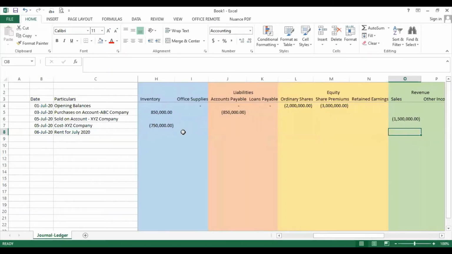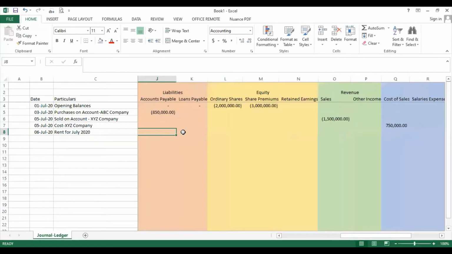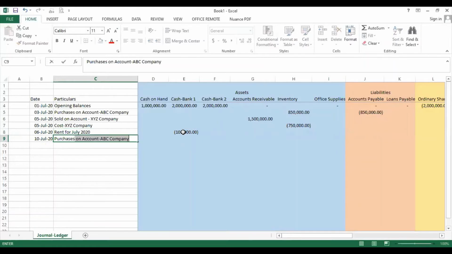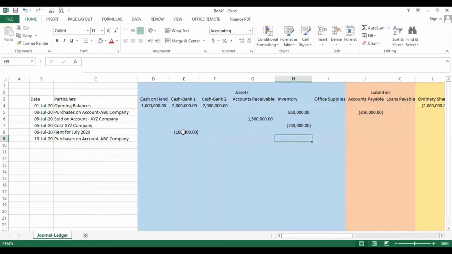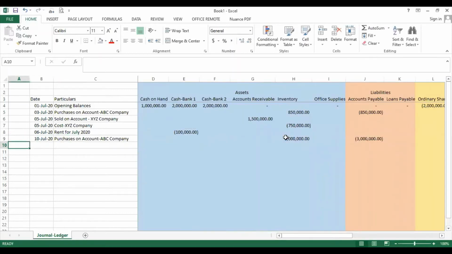So you now have expense here. Okay, so on the 10th of July, let's assume that we purchase again from ABC company, say 3 million inventory. So if it's purchases on account, of course, it's credit accounts payable. Let's check again. It's still equal.